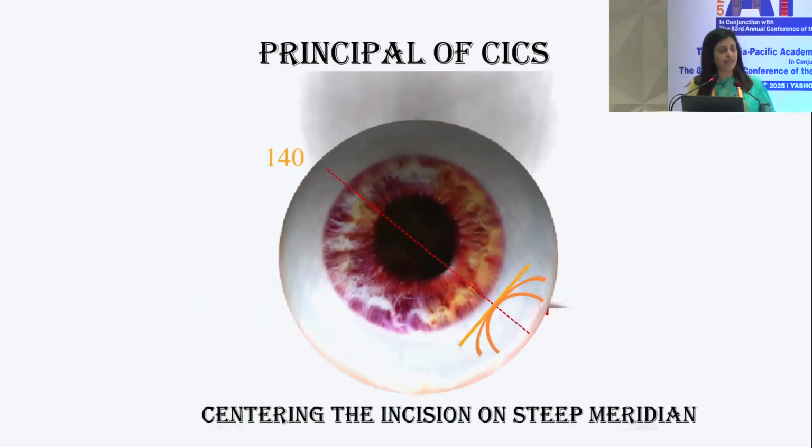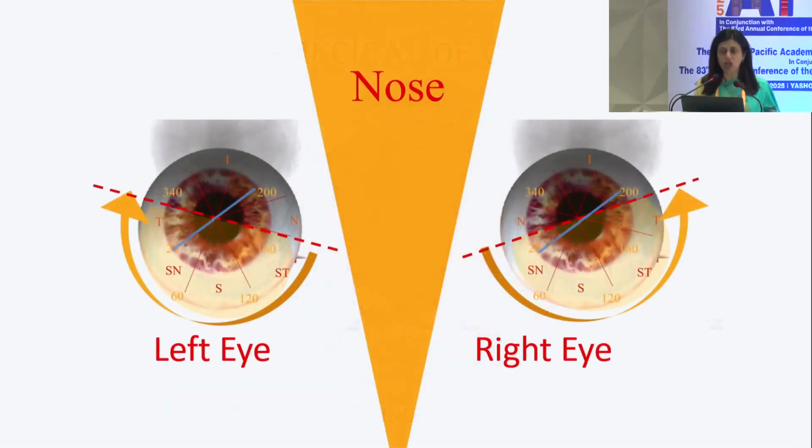So this slide is very important. Here we say the principle of customized incision cataract surgery is that you will have to place your incision, center your incision on the steep meridian. So whatever may be the size and the shape of the incision, the vector forces act on both the sides and help in neutralizing the astigmatism. So this is the slide showing the surgically accessible area for the customized incision cataract surgery.